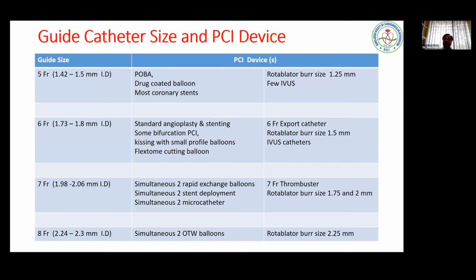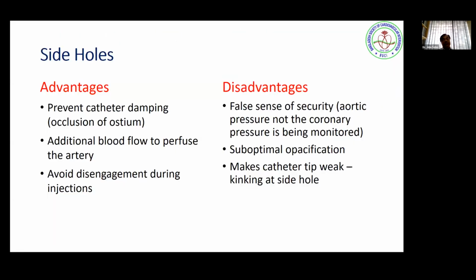So when you use rota, you just think about it, and when you go for a double stent strategy, you will think about a 7 French catheter.